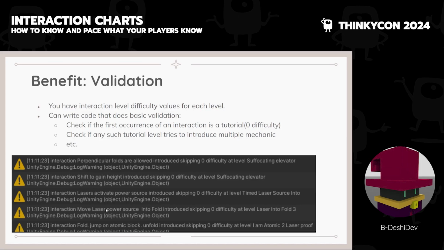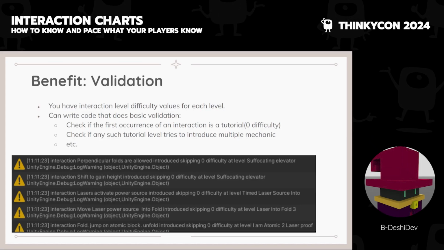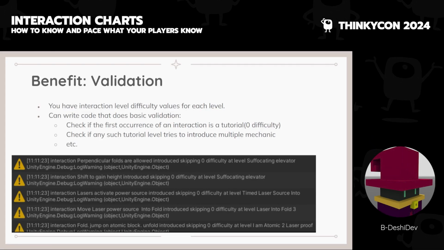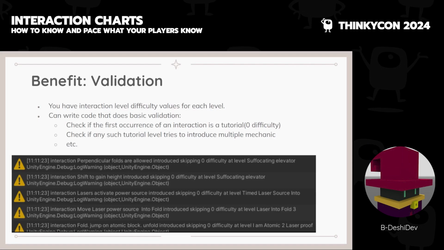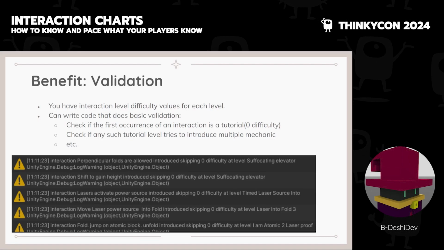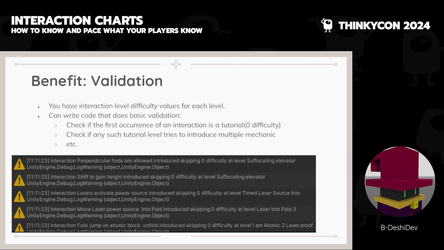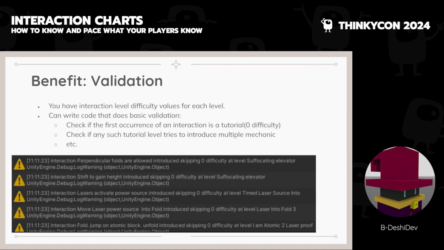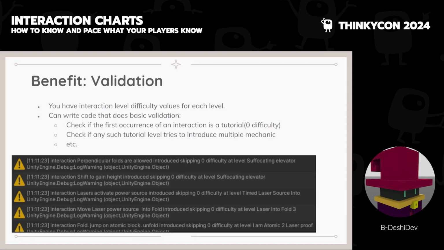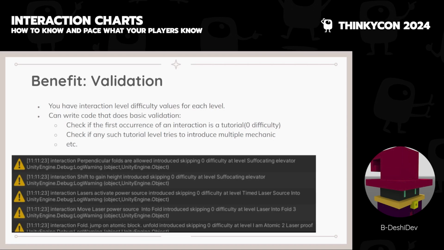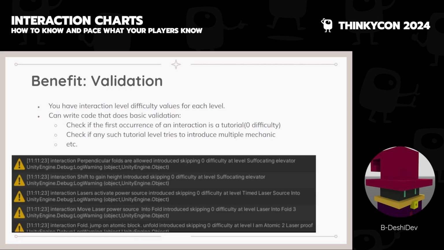Another benefit is validation. We have difficulty values for each level across multiple interactions, so we can write code that does basic validation. For example, we can check if the first occurrence of an interaction is a tutorial at 0 difficulty. We can check if any tutorial level tries to introduce multiple mechanics, and so on. So this is a basic sanity check, but the data-driven approach is what allows us to do this.